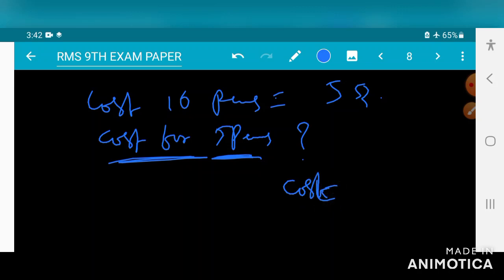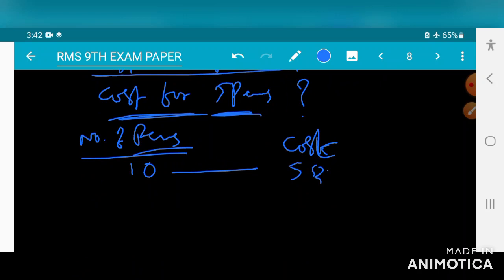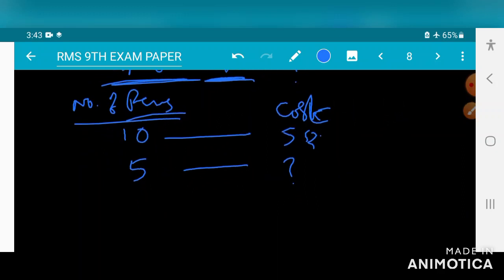So in the first condition, cost of 10 pence. Here we have to write the number of pence. 10 pence cost is 5 rupees. This is the 5 rupees. And it is asking the cost for 5 pence. Cost for 5 pence, how much? Now by using the unitary method, how to solve?